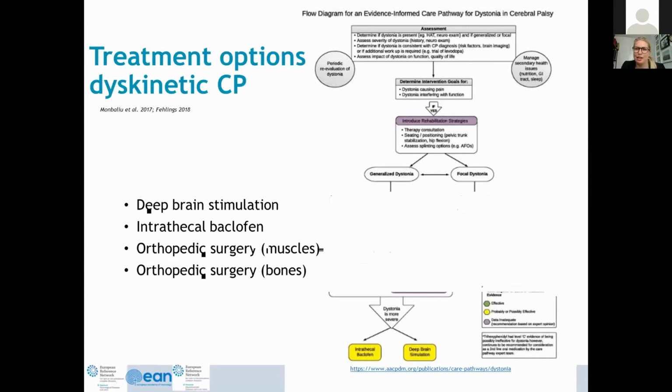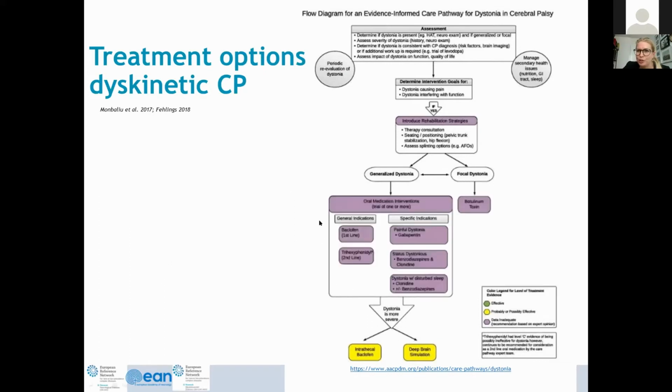As well as a paper also written by Eligas-Montbalieu in 2017 in the Lancet Neurology, and also a paper by Feelings et al. in 2018 described the treatment options for dystonia in cerebral palsy. And the AACPDM published a care pathway for treatment of dystonia, in which I hope you can see it. Oral medication over here is the first choice in generalized dystonia. And recommendations on which drug to use are based mostly on expert opinion, not on scientific evidence.